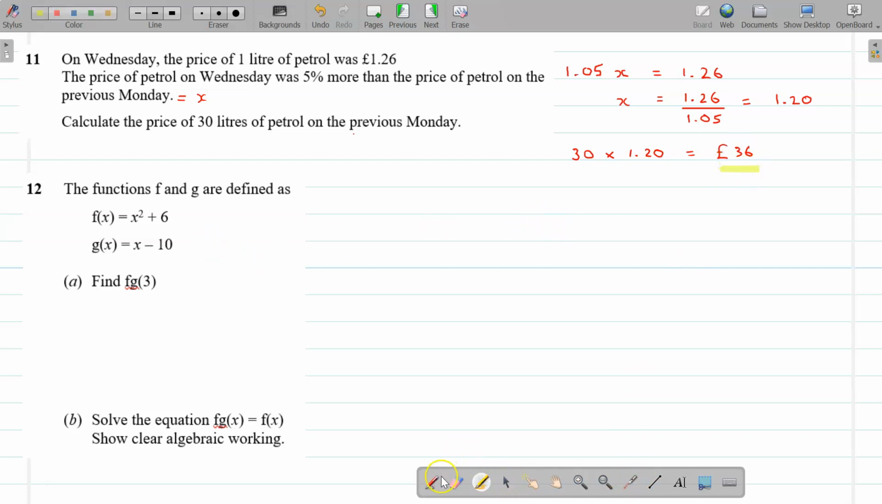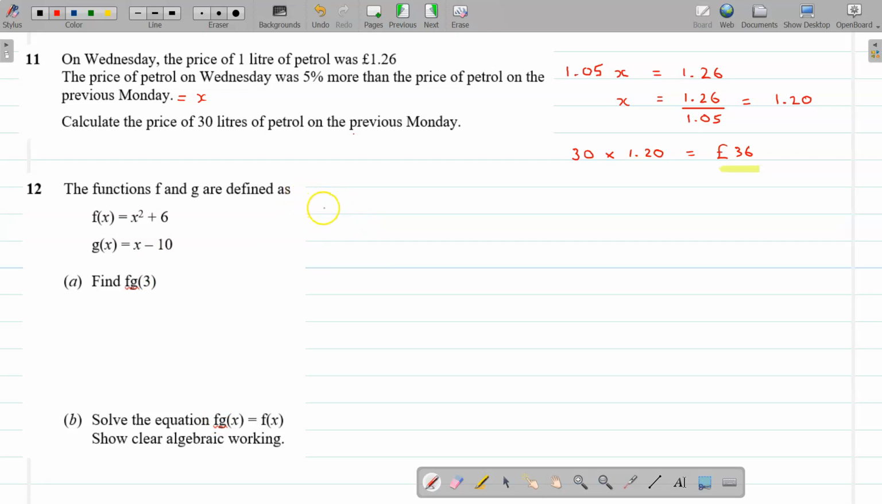And in this question 12, this is about functions f and g. Now this is one of the higher grade topics, but it's actually not always that difficult. Doing fg of 3 means you apply the function g to 3 first of all, and when you've got the answer to that, you apply f to it. You could do it with 3, or you could do it with fg of x first, and I tend to prefer that method because that's going to be useful in part B as well.